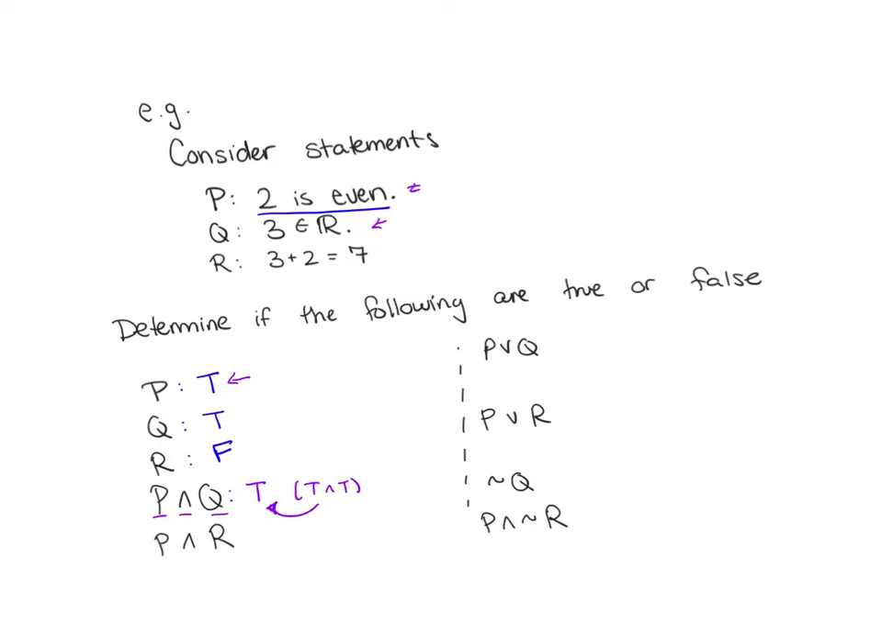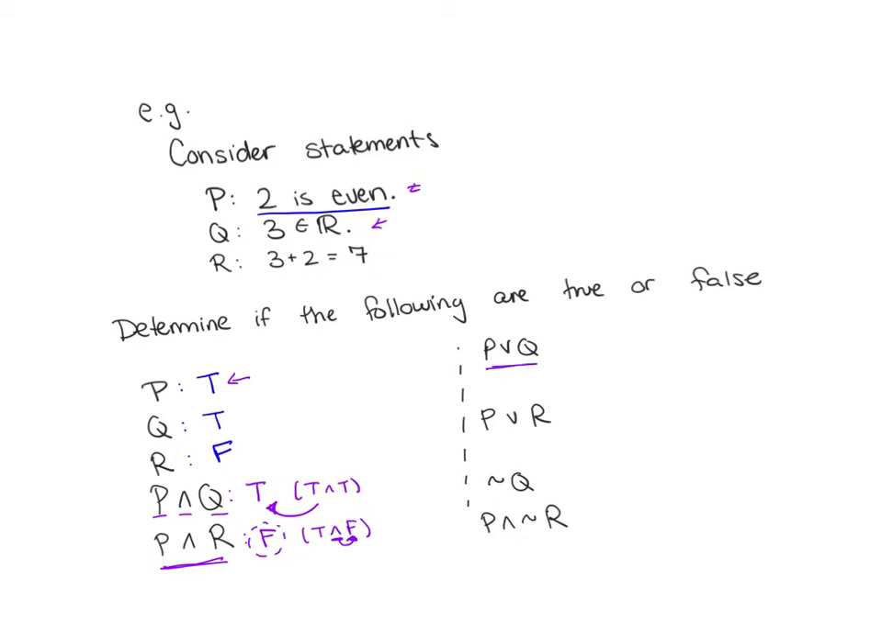Is it true that 2 is even and 3 plus 2 equals 7? No, that's not true, right? 2 was even, but that had to be true along with 3 plus 2 being 7. And if I have an and here with a false, I don't get a true. I get a false there.